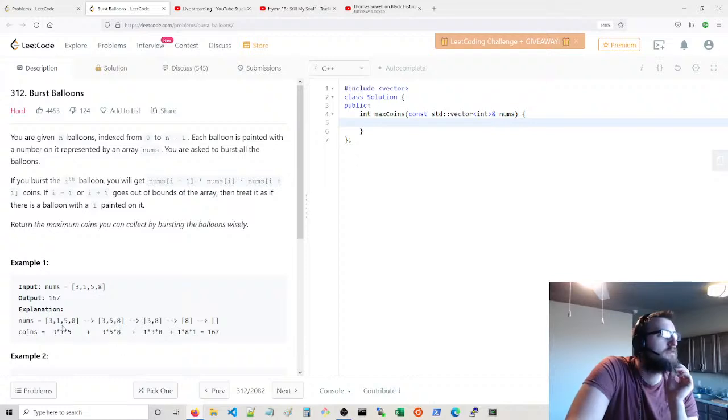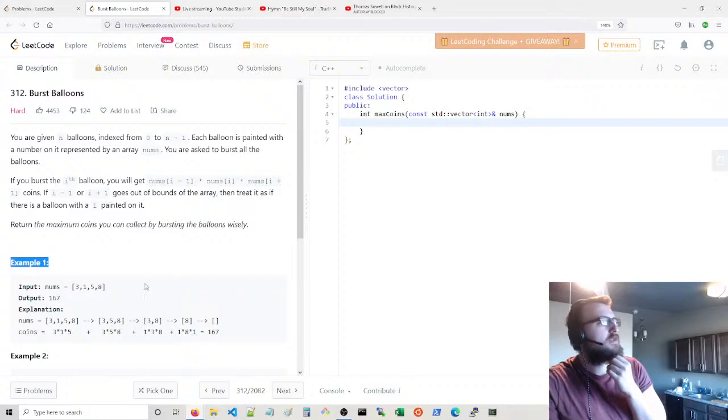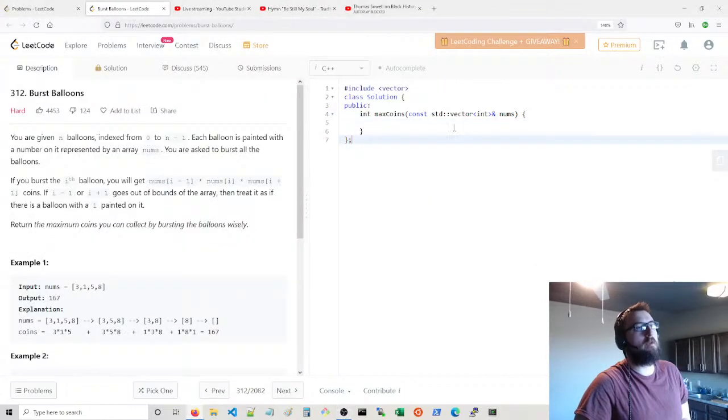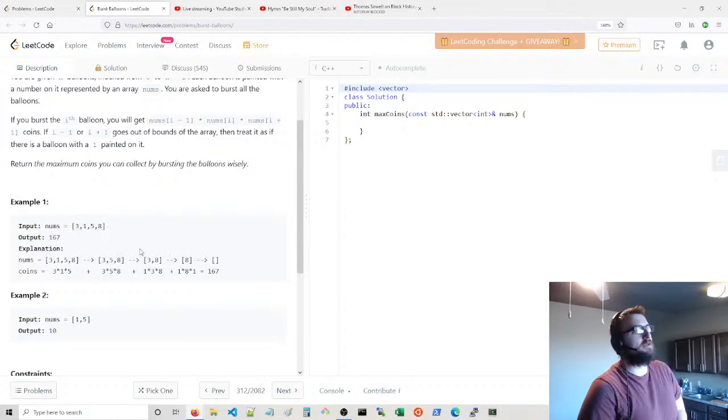Well, the order that you do it is important. So this isn't the same as a simple combination. The order matters. So maybe let's see if we can try to solve this using recursion and memoization first. Let's do it that way. We'll do top down, and then we'll see if we can use a DP approach. We'll optimize the DP approach.